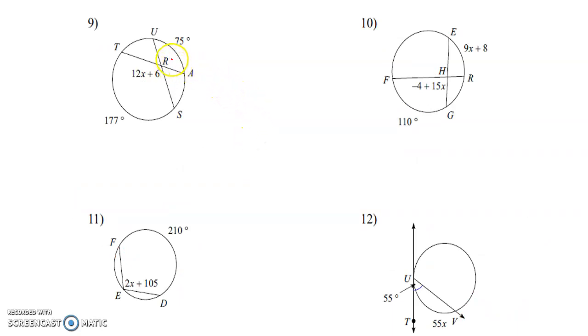Set up some more and work them. My arc plus my arc divided by 2 equals my angle. Well, I can just go ahead, if you notice on the right-hand side, I don't have any variables or anything, so I can just add those together. 177 plus 75, that equals 252 divided by 2. I end up with 126 equals 12x plus 6. Subtract 6 from both sides. Divide by 12.